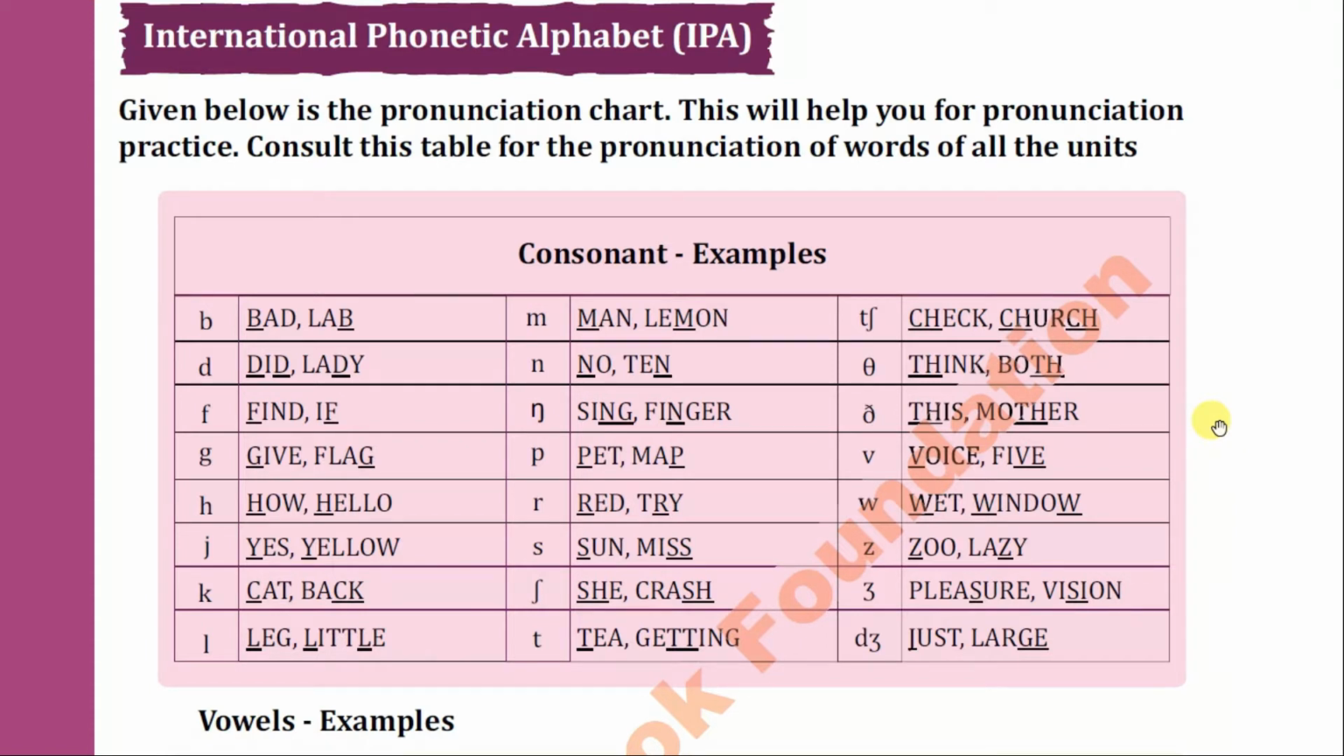Look at this, SH: she, crash. Ch: getting, check, church. Check, church, think, boat, desk, mother, voice, five, wet, window, zoo, lazy, pleasure, vision, just, large. Now come to the vowels.